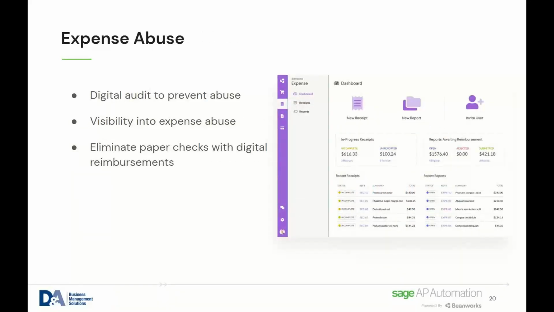So with automation, you get digital controls to control expense abuse, visibility into expense abuse and where the source of that expense abuse is, and also faster reimbursements with the elimination of paper checks.